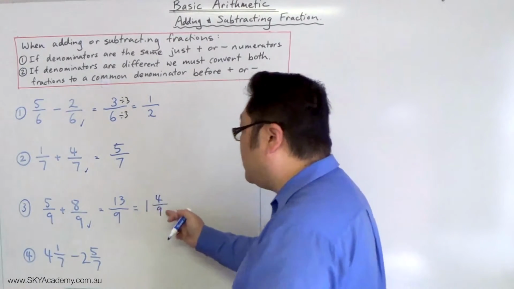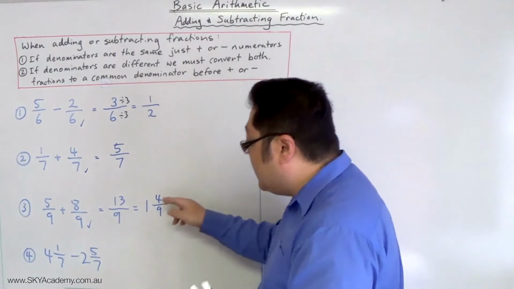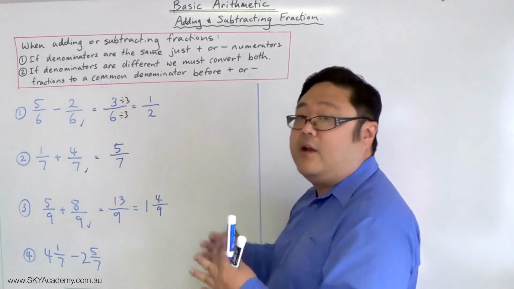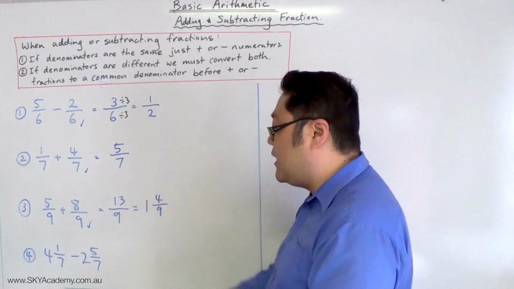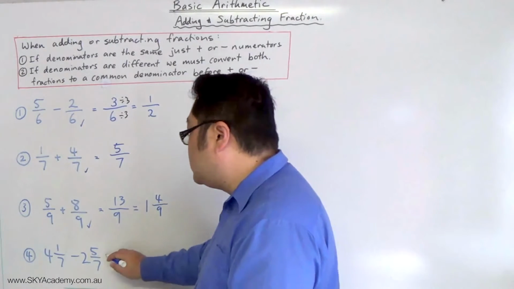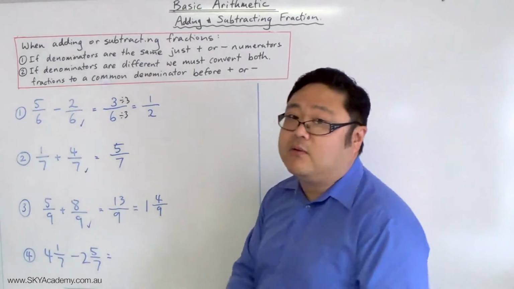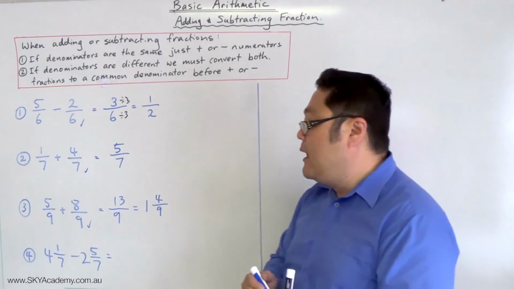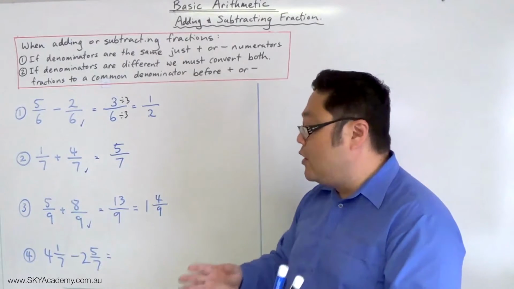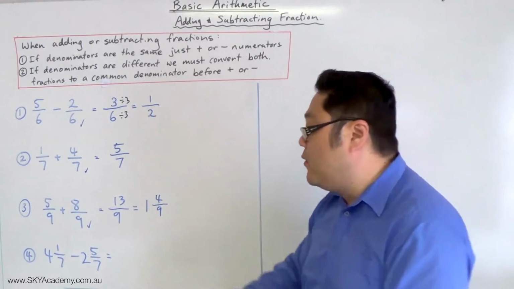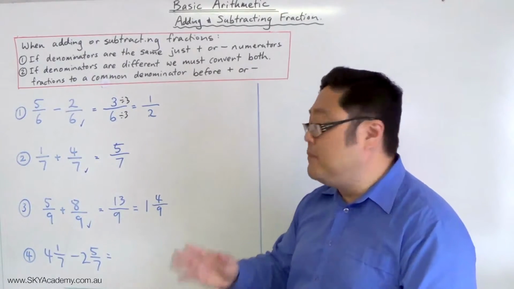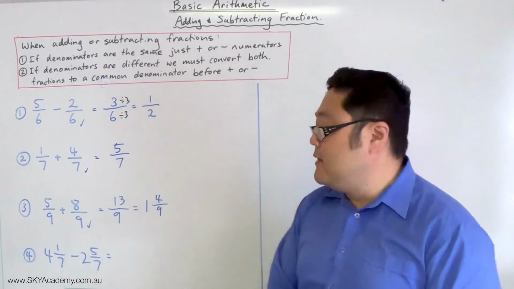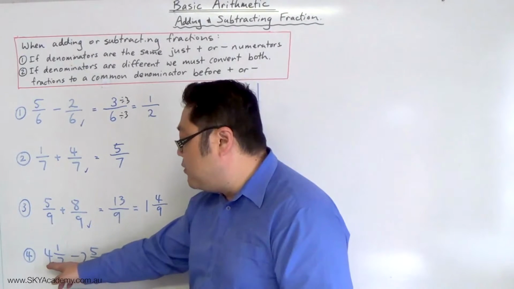Now, can 1 4/9 simplify? Is there a number that goes into both 4 and 9? No. So the answer is just 1 4/9. We just leave it like it is. Now, I've chosen for question 4 a little bit more difficult example, and this tests your knowledge of mixed numerals more than it does your knowledge of addition and subtracting fractions, but it does come into play. Now, let me just go through this one.